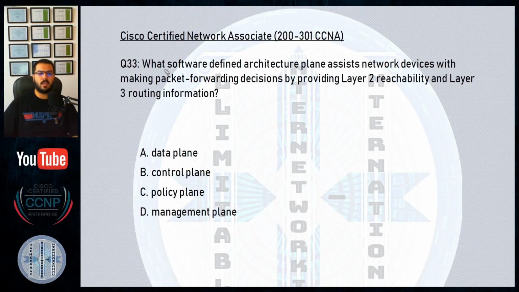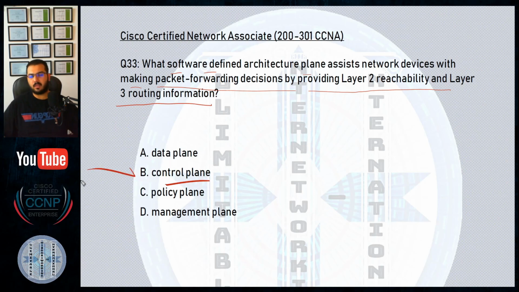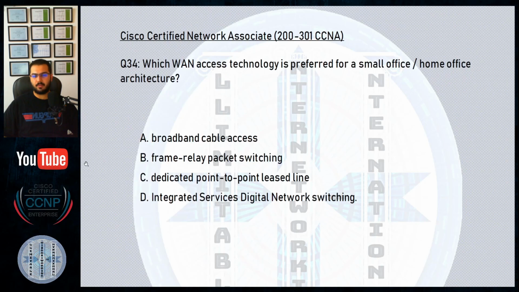Question 33 says, what SDN architecture plane assists network devices in making the packet forwarding decision by providing layer 2 reachability and layer 3 routing information? The control plane is the brain that takes the decisions after looking at some tables in the memories that I have talked about in chapter 1, architecture, of the CCNP Enterprise Core exam course.